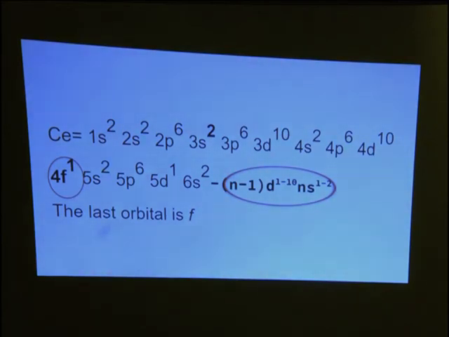Similar to d block, the last electron enters 4f instead of 6s. So this is the general electronic configuration. Because the last electron enters f, cerium comes under f block.